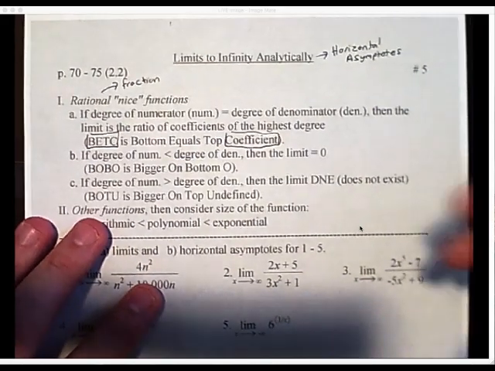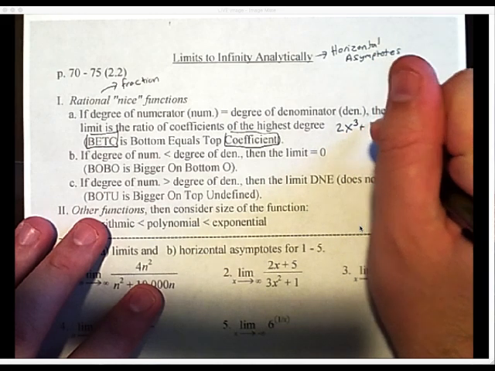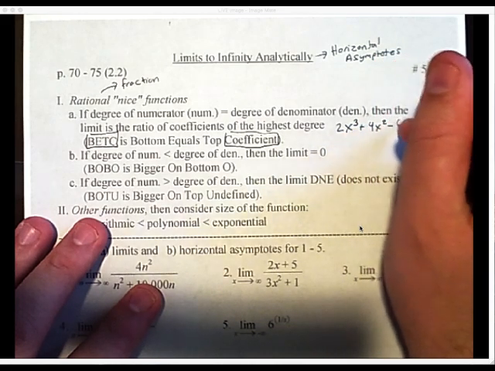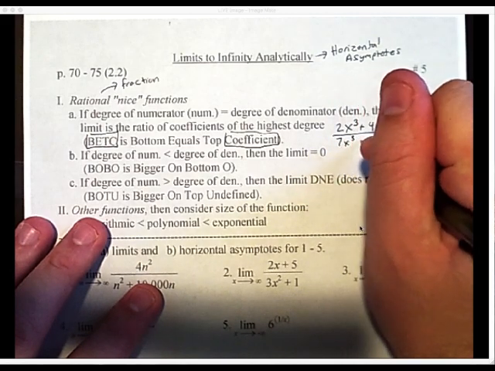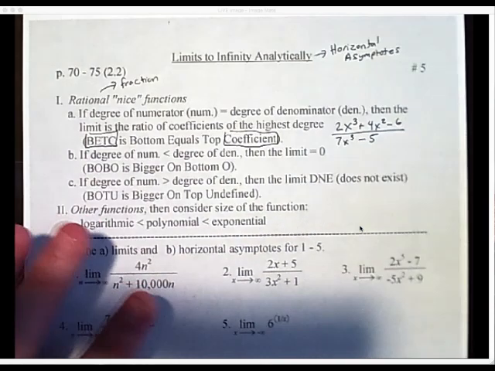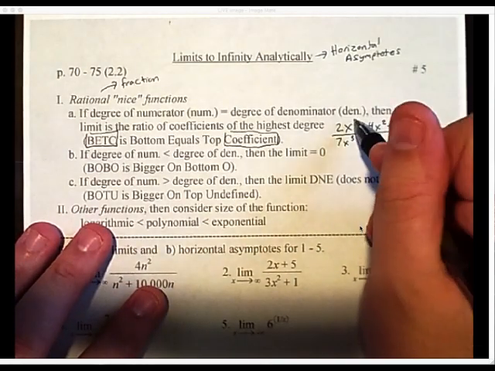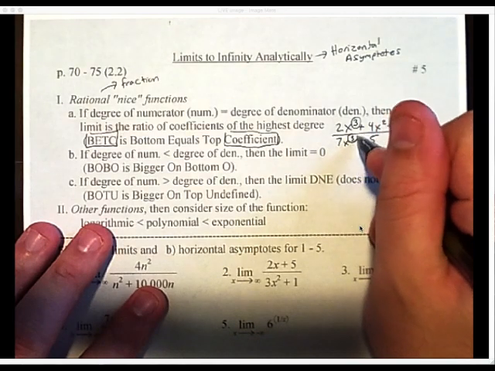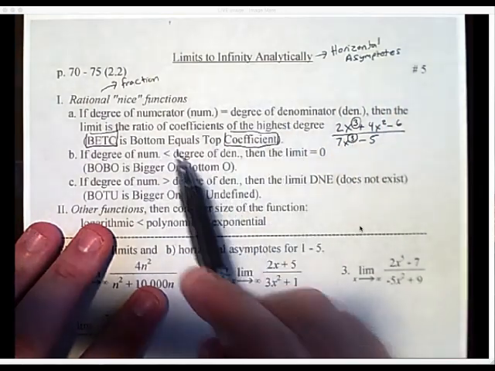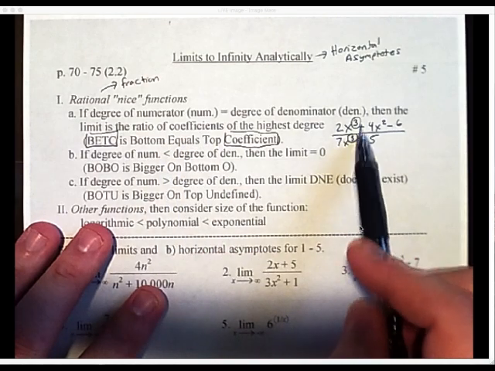As an example, let's say you have 2x cubed plus 4x squared minus 6 over 7x cubed minus 5. The numerator has a degree of 3, because that's the highest power on the polynomial. The degree of the denominator is also 3. So that's an example of when the bottom equals the top. When we say equals the top, we're talking about the degrees.